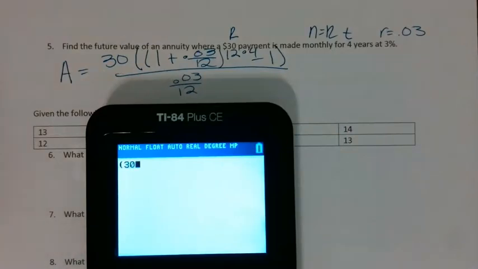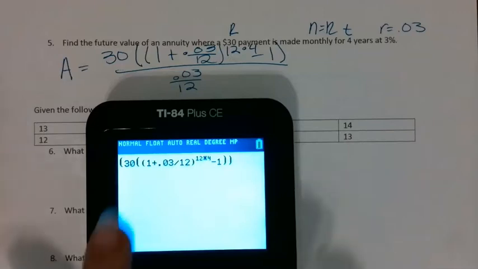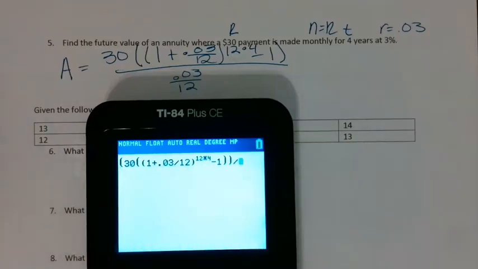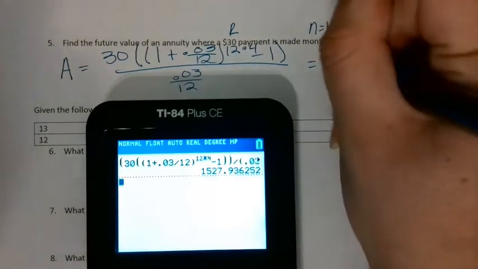I'm going to make the first top in parentheses. So I have 30, parenthesis, 1 plus 0.03, divided by 12, close the parentheses, raised to the power of 12 times 4, exponent minus 1, close again because I have the outside. Then I divide, and I put a parenthesis for 0.03 divided by 12, which gives me 1527.94. Remember, round to 2 decimal places with money.